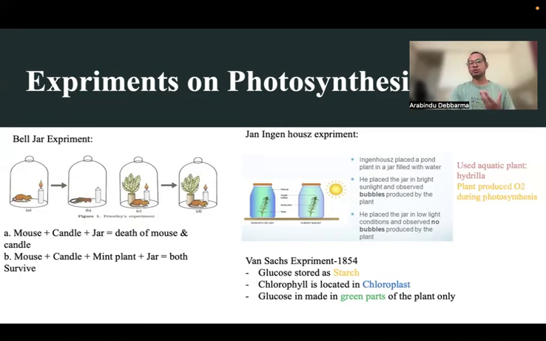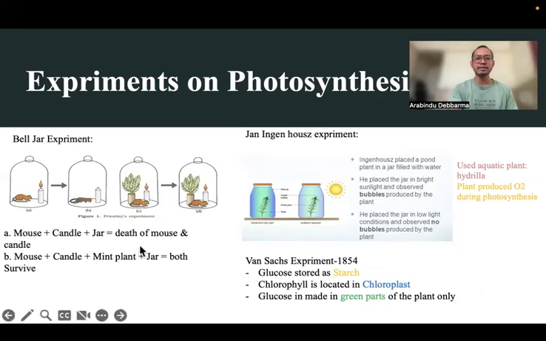So in this experiment, since we know the plant needs light for photosynthesis, and it also needs oxygen to burn, that is the major reason, because during these experiments scientists didn't know that oxygen is also being produced during photosynthesis. But they knew one thing: fire needs oxygen to burn, and animals also need oxygen for respiration to survive.